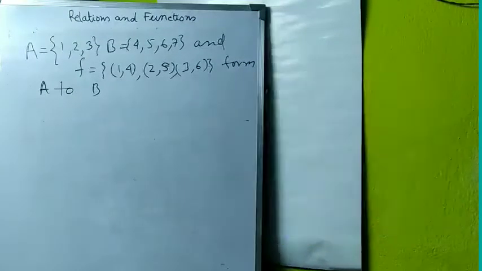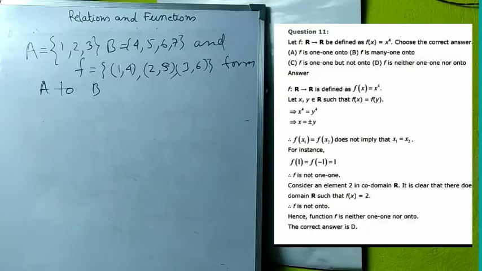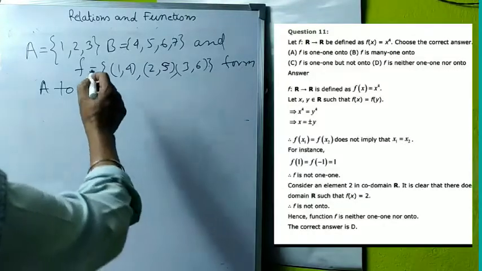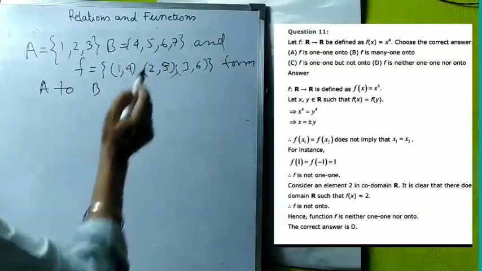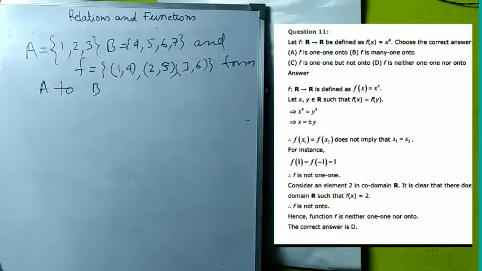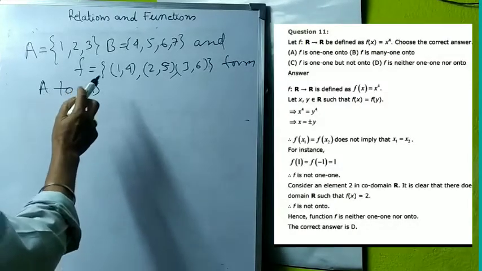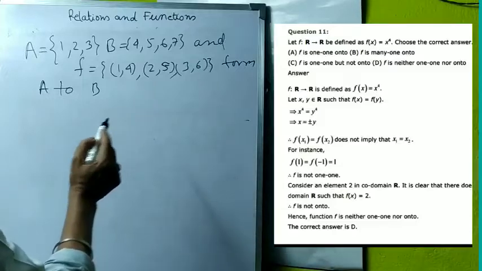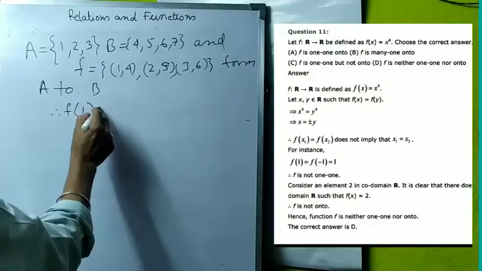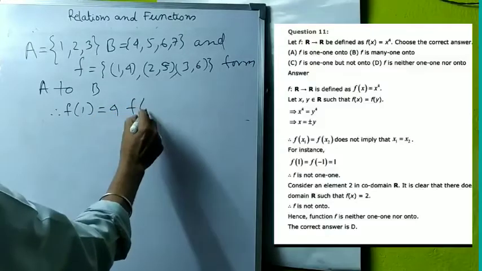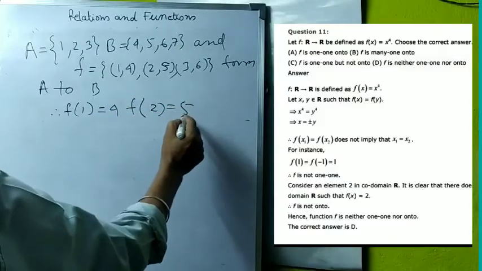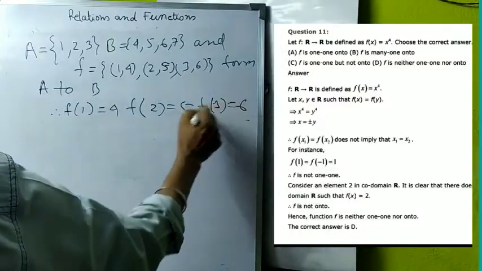Now coming to the problem. There are two sets, one is A and another is B, and the function is given as f equals to (1, 4), (2, 5), (3, 6) from A to B. The question is whether the function is 1 to 1 or not. Now look at f equals to (1, 4), (2, 5) and (3, 6). That means f(1) equals 4, f(2) equals 5, and f(3) equals 6.